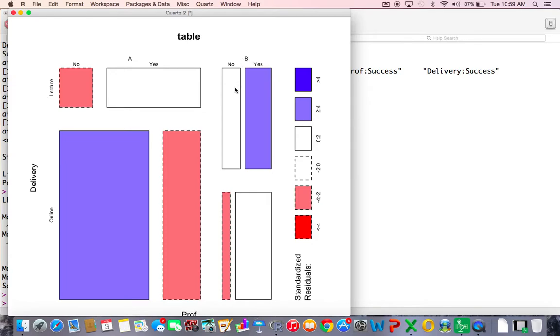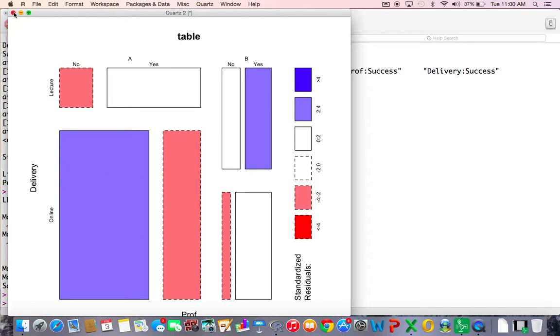Instructor B over here, notice that across lecture, no's and yeses, not a lot of difference in the size of those rectangles. A little bit going on down here, but it looks to me that our focus here is dealing with Professor A and the difference in success rates across lecture. Well, primarily from lecture, those who succeeded in lecture to those who didn't succeed in lecture, and also for those who did not succeed online versus those who did succeed online.